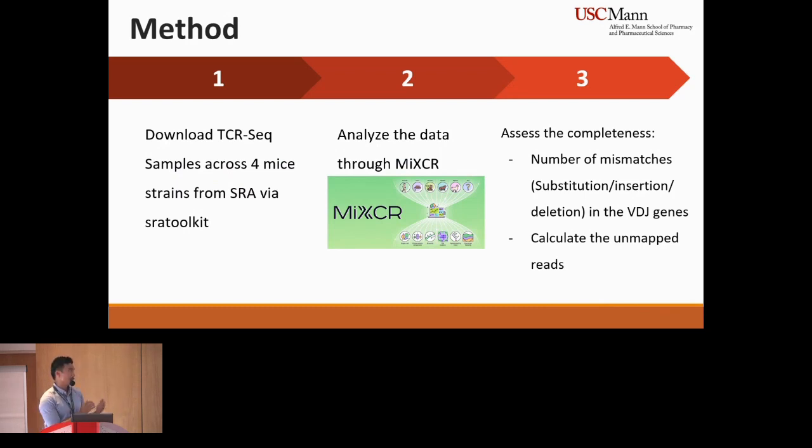So this is my approach: calculate the number of substitutions, insertions, and deletions in certain V gene, D gene, and J gene alleles, and try to see how good the database is at representing diverse mouse strains.